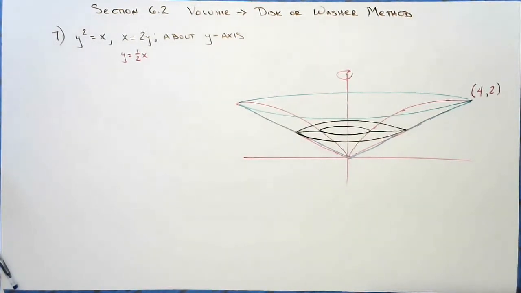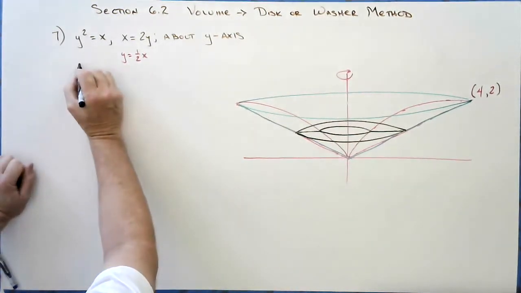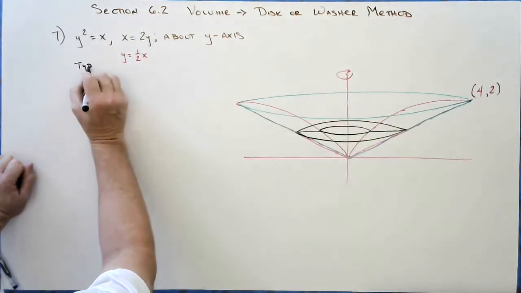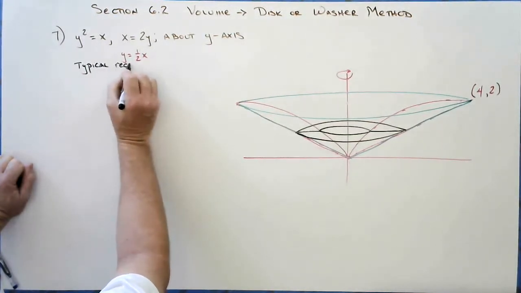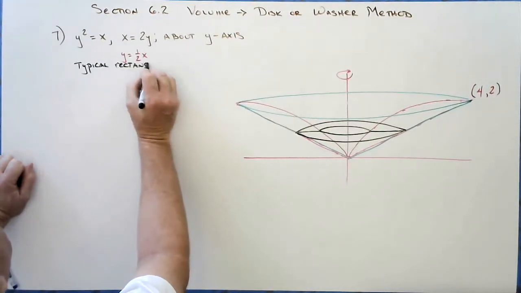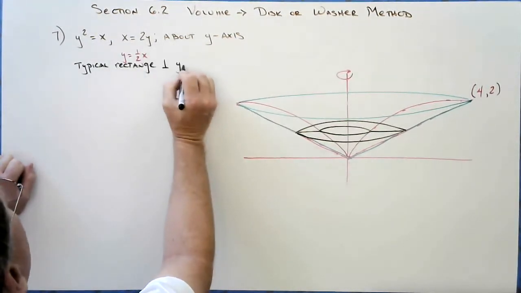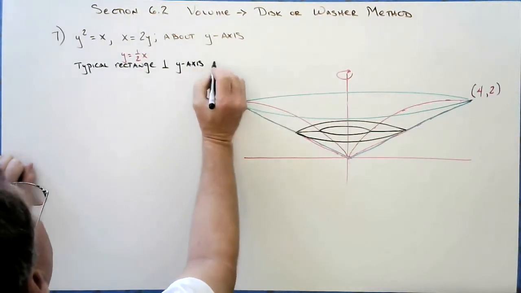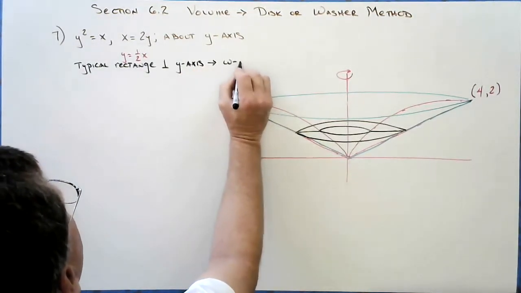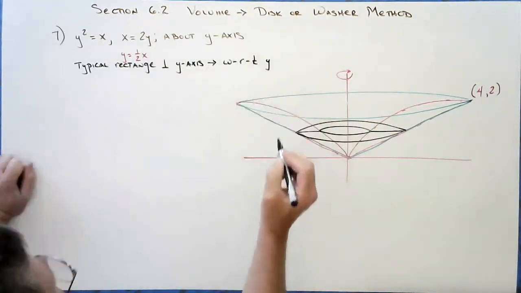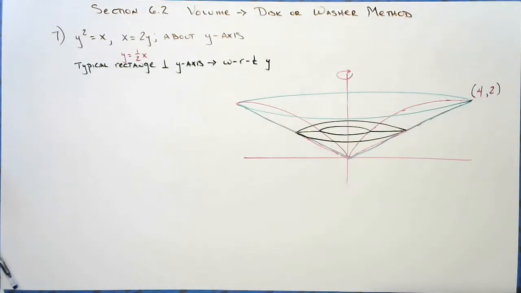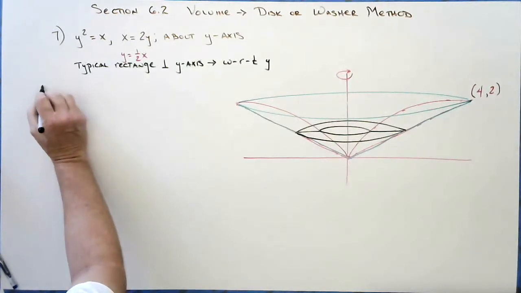So we want to slice this horizontally, i.e., our typical slice, our typical rectangle, is perpendicular to the y-axis. That means we're going to integrate with respect to y. Okay, with respect to y. Now, what approach are we using? We're using washers, right? We're using washers.